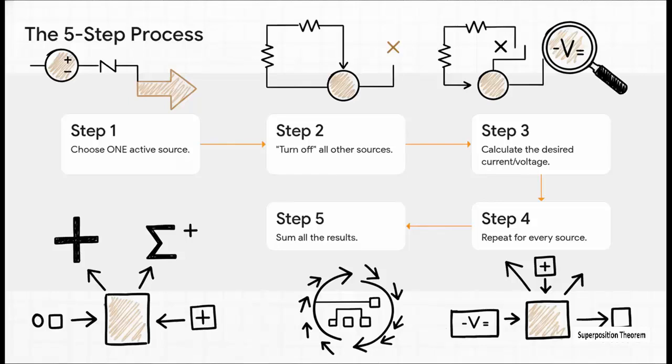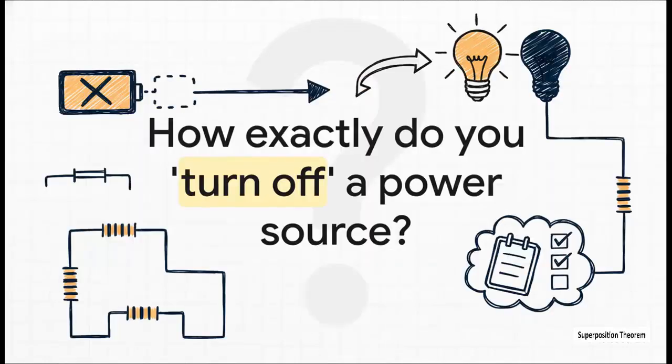First, you pick just one power source to leave on. Step 2, you turn off all the others. Then you do your calculation for that one source. After that, you just repeat the whole thing for every other source in the circuit. And when you've done them all, you just add up your results. That's it.